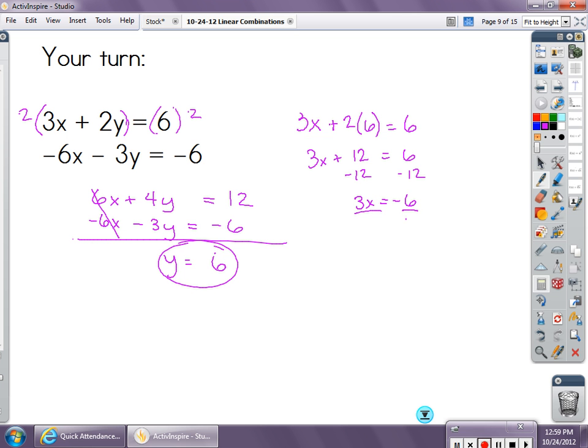Divide, and x equals negative 2. All right, so our solution would be negative 2, 6. If I solved these for y and graphed them, they would intersect at the point negative 2, 6. Another way of looking at it, negative 2, 6 satisfies this equation. It makes this a true statement. It also makes that a true statement. Okay? All right. Next one.